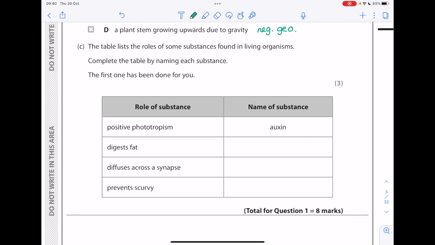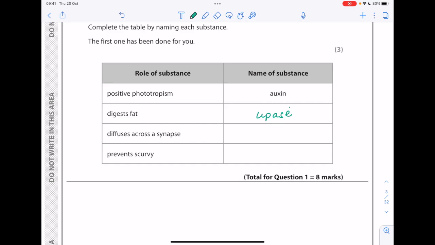The table lists the roles of some substances found in living organisms. Complete the table by naming each substance. The first one has been done for you. Digest fats. You need an enzyme, that is lipase. Diffuses across the synapse. Remember, that's a gap between two neurons. It's a neurotransmitter. Prevents scurvy. Gosh, this is so niche. That is vitamin C.